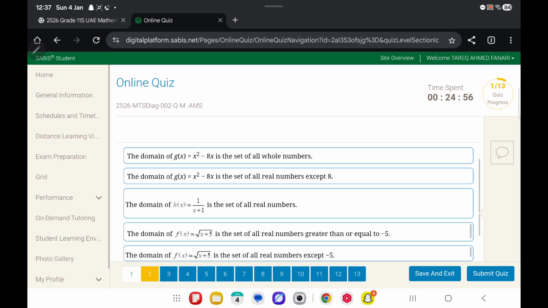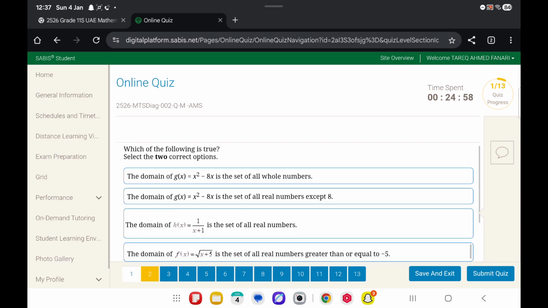Which of the following is true? Okay, they want the domains. Now, the domain of g of x equals x squared minus 8x is the set of all whole numbers. This is wrong. Why? It's all real numbers, right? All whole numbers is basically Z, the set of integers. What is this? This is just 1, 2, 3, 4, 5, etc.